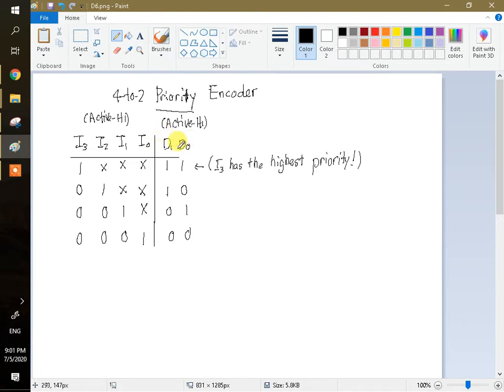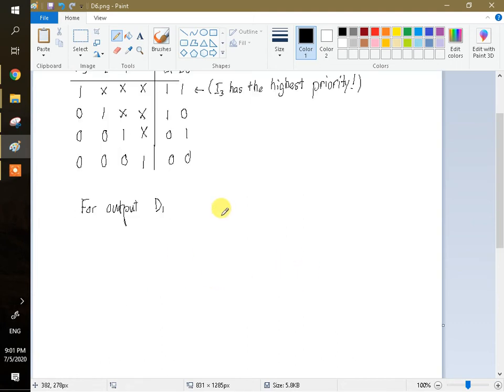We have two outputs here, and we need to do them separately. Output D1 has one logic function, and D0 also has another logic Boolean equation. So we focus on D1 first. Let's use the Karnaugh map. These are 4 inputs, so we have 16 possibilities.